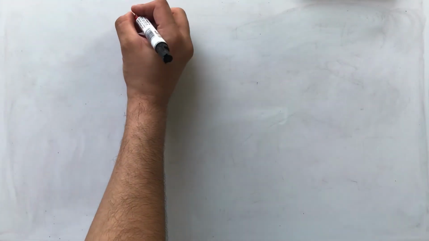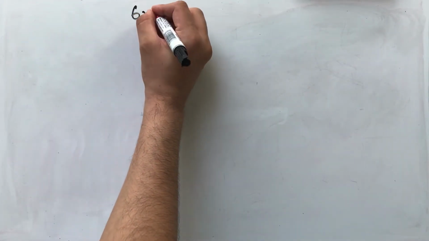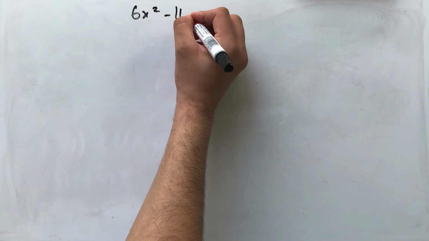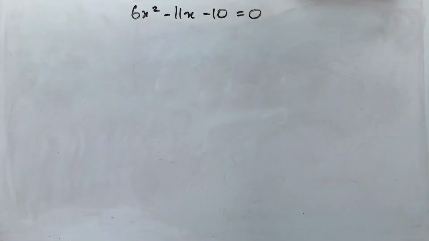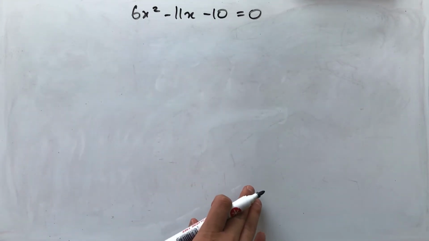Okay, so how do you solve these quadratic expressions? For this one, I'm going to take a different one. Let's go with 6x squared minus 11x minus 10 is equal to 0. Now it's not an expression anymore, it's an equation. So how do we solve these equations?